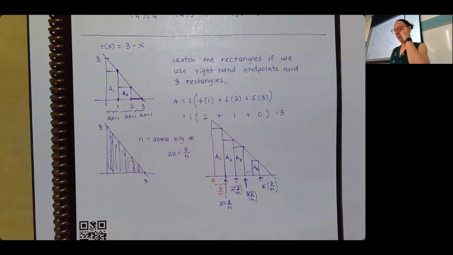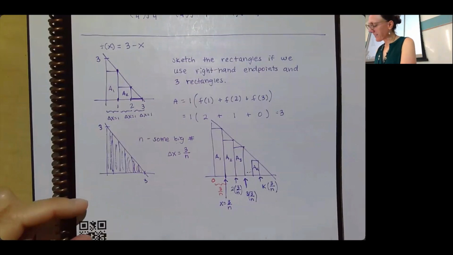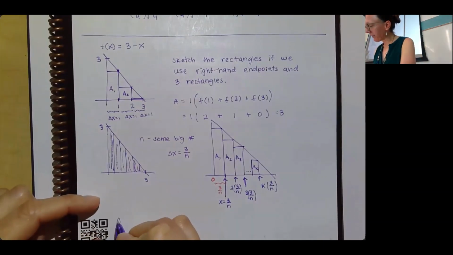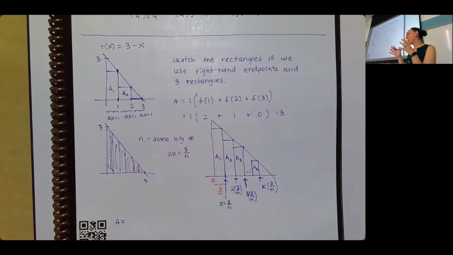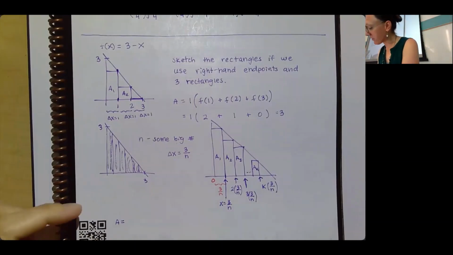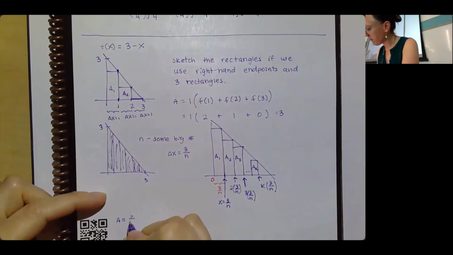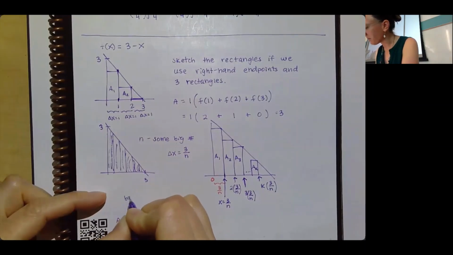I'm looking at my paper and trying to figure out how I'm going to squeeze this in, but I think we can do it. So if I start writing the area, they each have a width of 3/n. If you're comfortable with that, I'm going to go ahead and factor that part out. So I'm going to factor the 3/n out because that part was the base.